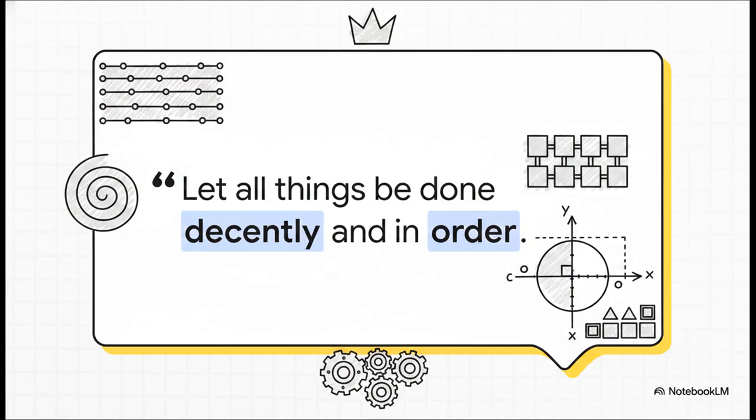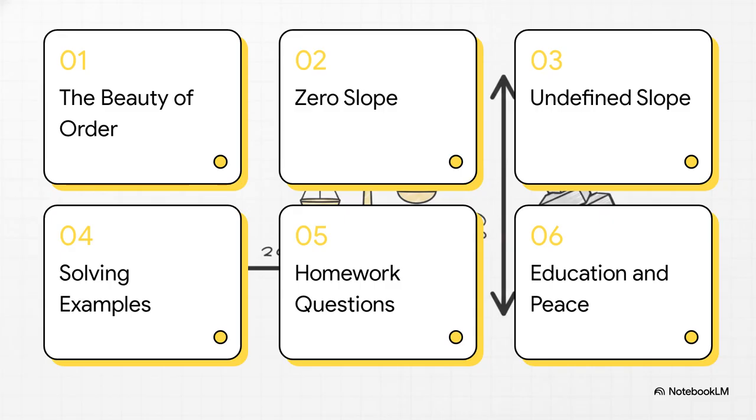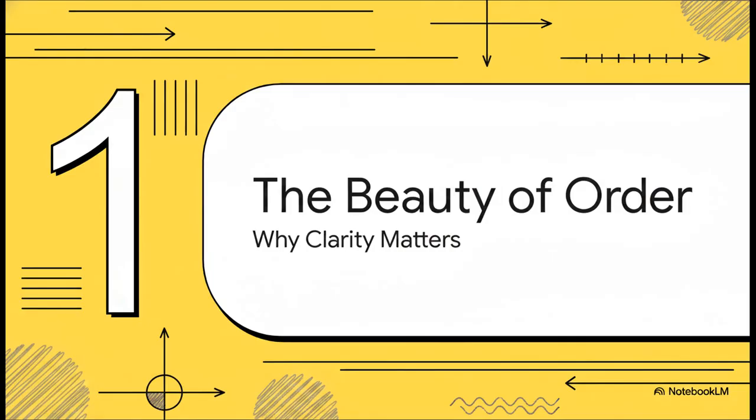When we take that exact principle, decency and order, and apply it to our coordinate planes, we literally stop guessing and we start knowing. So here is exactly how we'll structure our minds today. 1. The beauty of order. 2. Zero slope, horizontal lines. 3. Undefined slope, vertical lines. 4. Solving the slope examples. 5. Practice homework questions. And finally, 6. Education, morality, and peace.